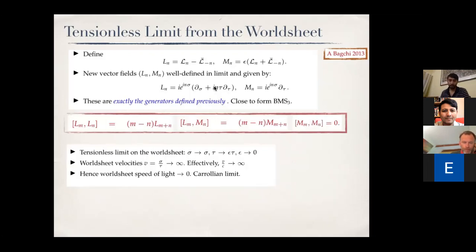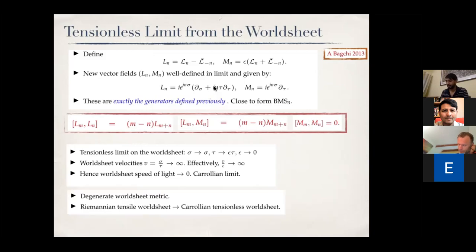Okay. So a word on what's happening on the worldsheet. This is the limit where σ goes to σ and τ goes to ετ. If you're thinking in terms of velocities, σ by τ is essentially going to infinity. So effectively v by c is going to infinity. This is the worldsheet speed of light, and that goes to 0. This is what is called a Carrollian limit in the literature. So you're going to get a degenerate worldsheet metric, as I showed you. The Riemannian worldsheet structure goes onto this Carrollian or ultra-relativistic structure on the worldsheet.